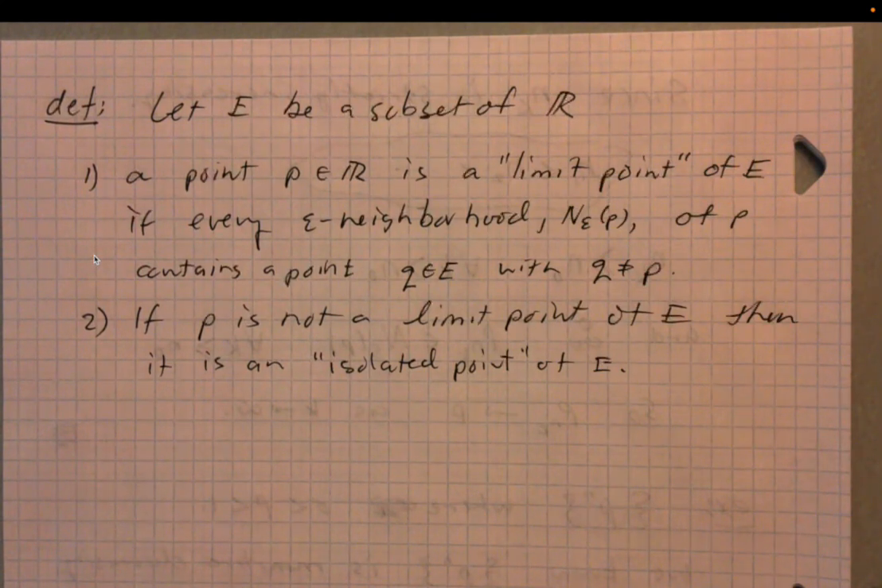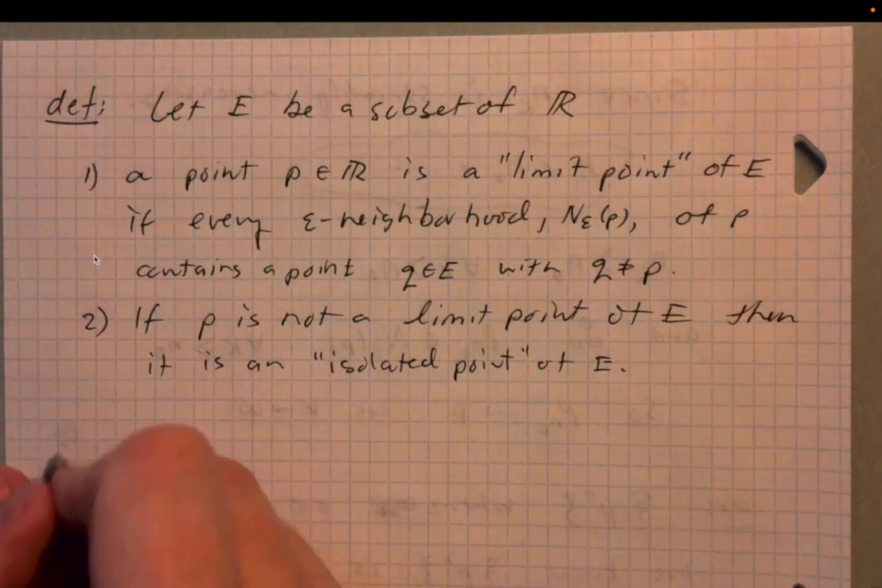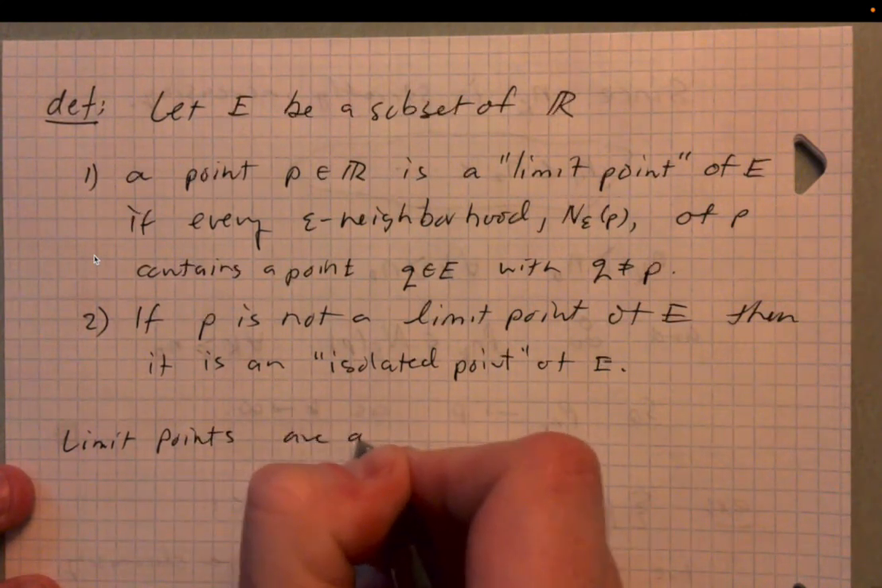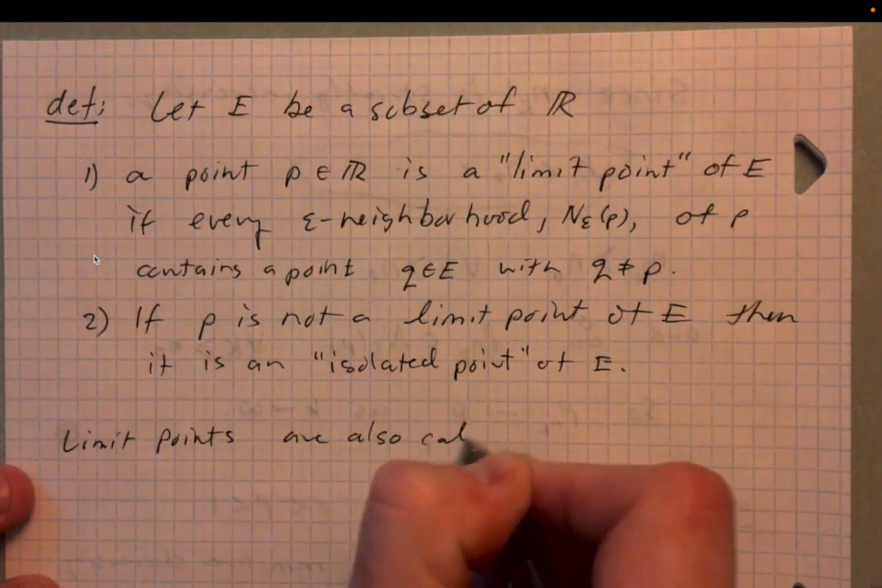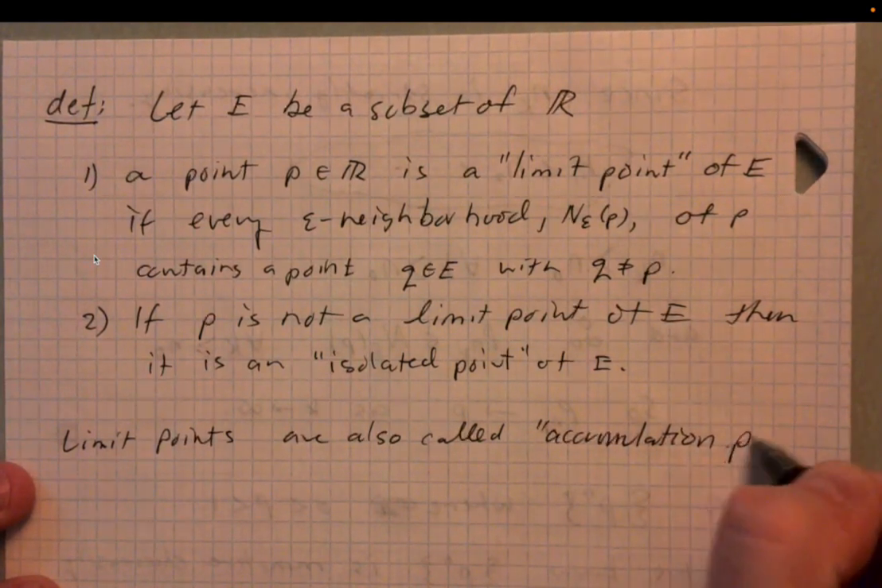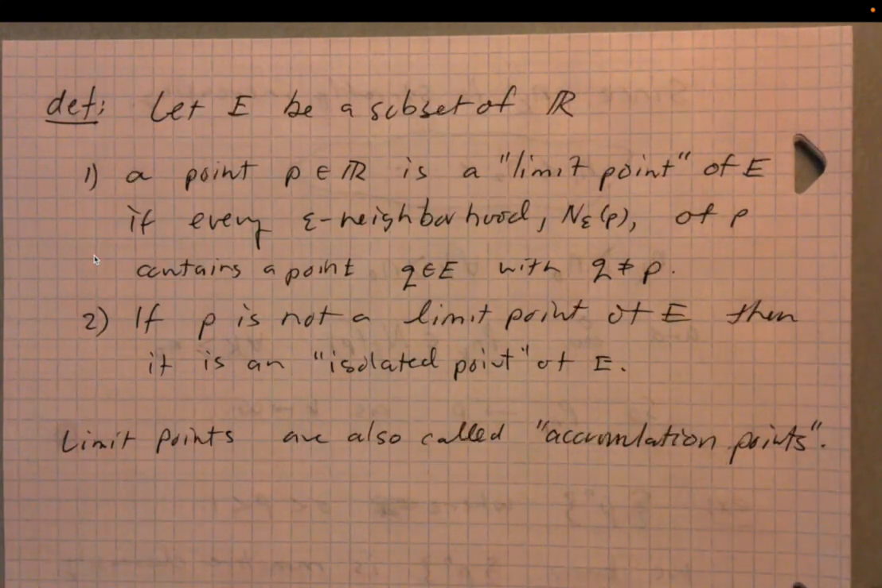All right, now that's the idea of a limit point. And we'll frequently refer to limit points as accumulation points also. So limit points are also called accumulation points. Right, accumulation points. Or I've even heard points of accumulation. I think limit points is probably the one we'll use the most.